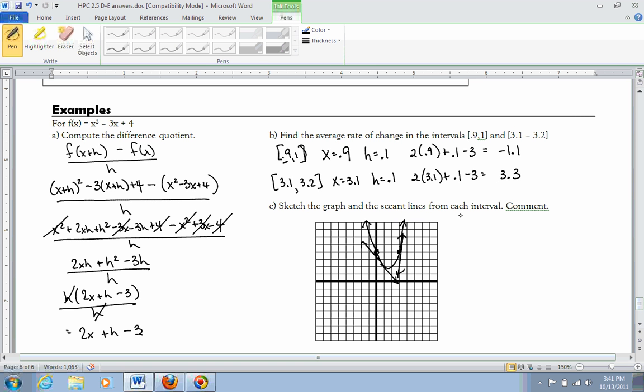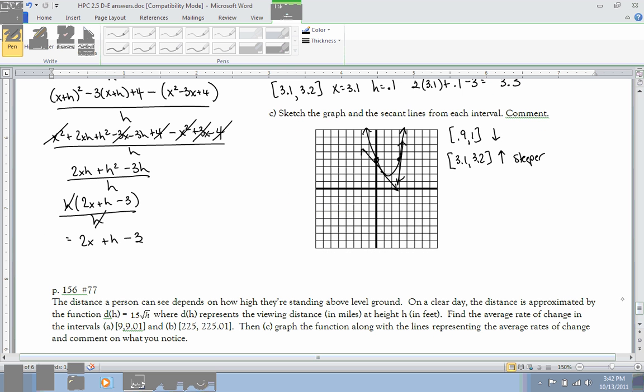So from 0.9 to 1, it is decreasing, and it's going down at a slope of 1.1. And then from 3.1 to 3.2, it's increasing, and it's much steeper, going up faster on that part.